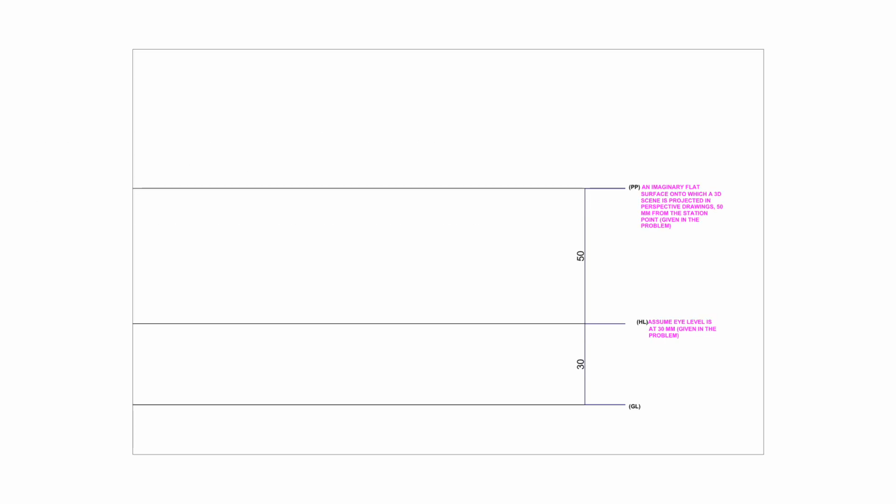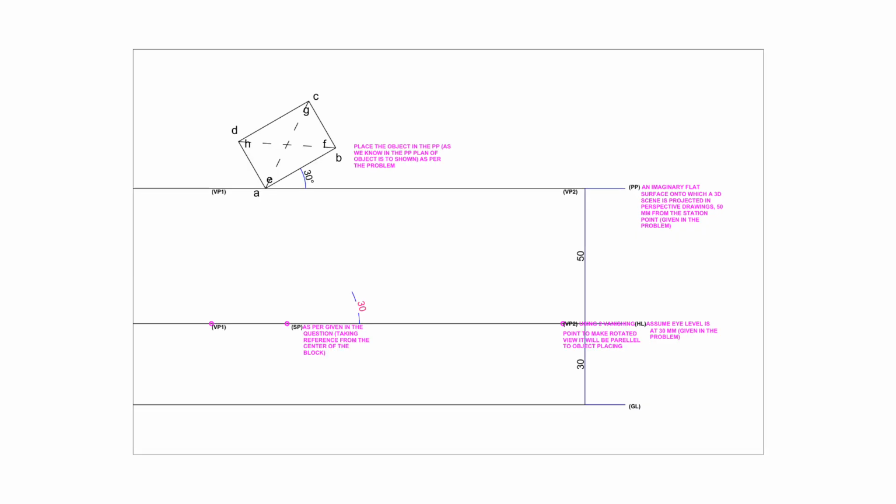Firstly, create the ground line, horizon line, and picture plane according to the question. Then place the object in the picture plane. As we know, in the picture plane, the plan of the object is shown as per the problem. And also place both vanishing points at the angle of the object, parallel to each other, at 30 degrees.